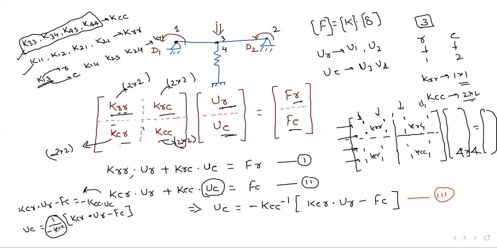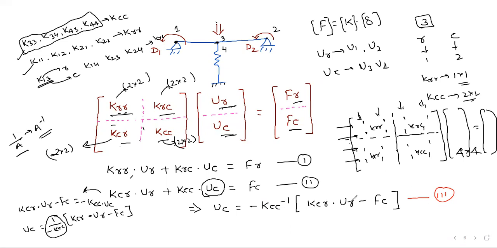What does it mean, 1 by a matrix of something? If we are writing 1 by a matrix A, we can write it as A inverse. So here I have given minus KCC inverse, minus KCC to the power minus 1. So this we have got from this equation number 2.